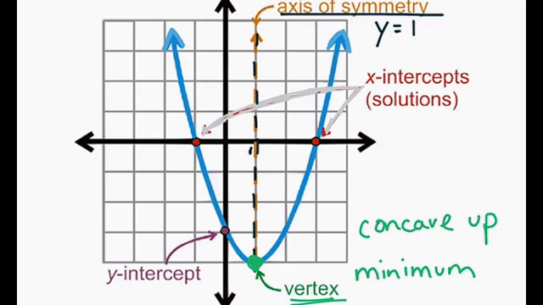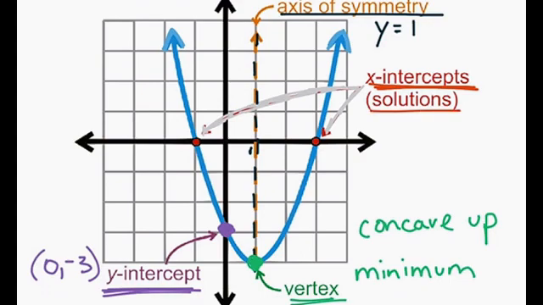Okay. Now, let's look at some basics that we get for every graph that we look at, we have a y-intercept. Now notice here, the y-intercept is down here. This particular one is at 0, -3. Now we also have x-intercepts. Now notice in parentheses under here, we have the word solutions.